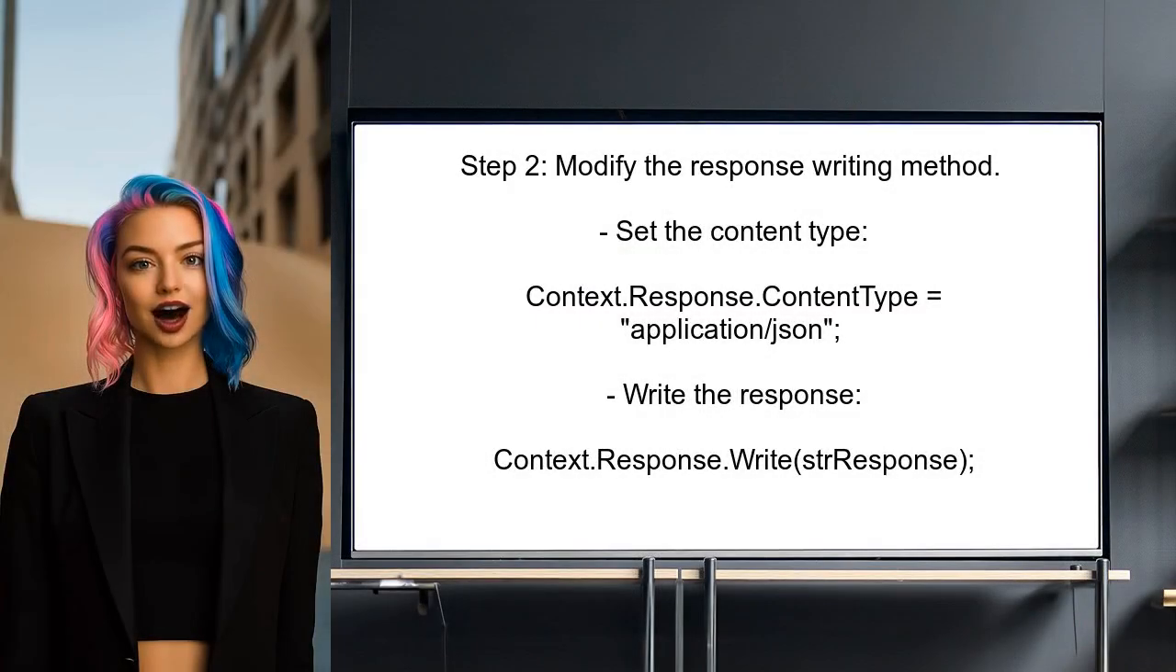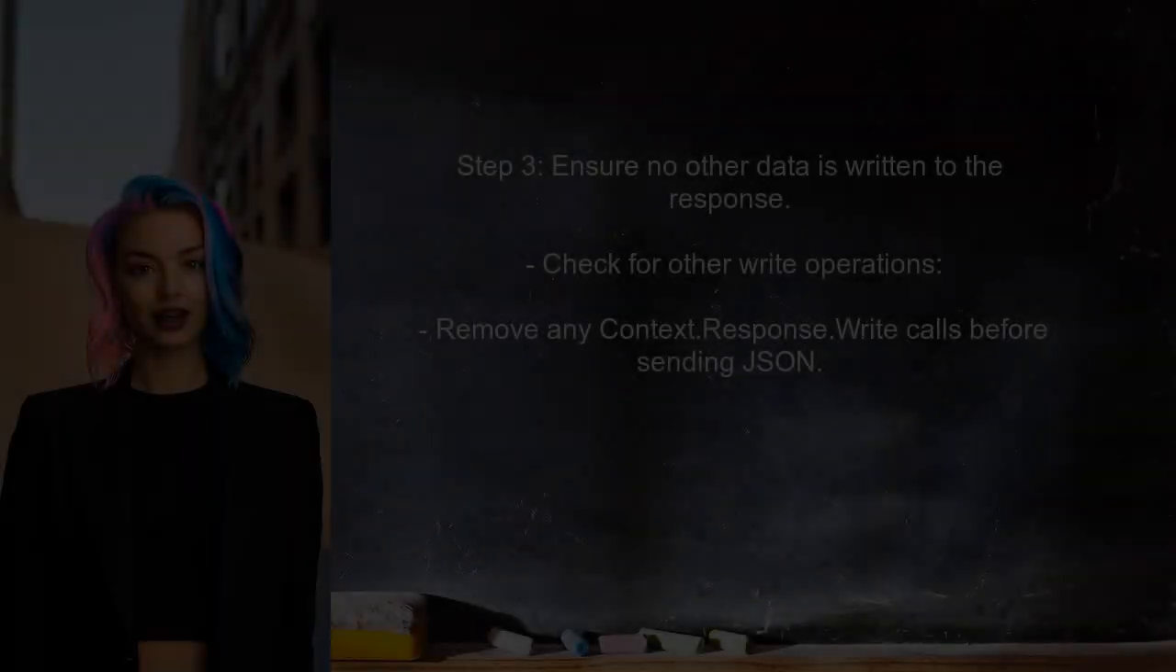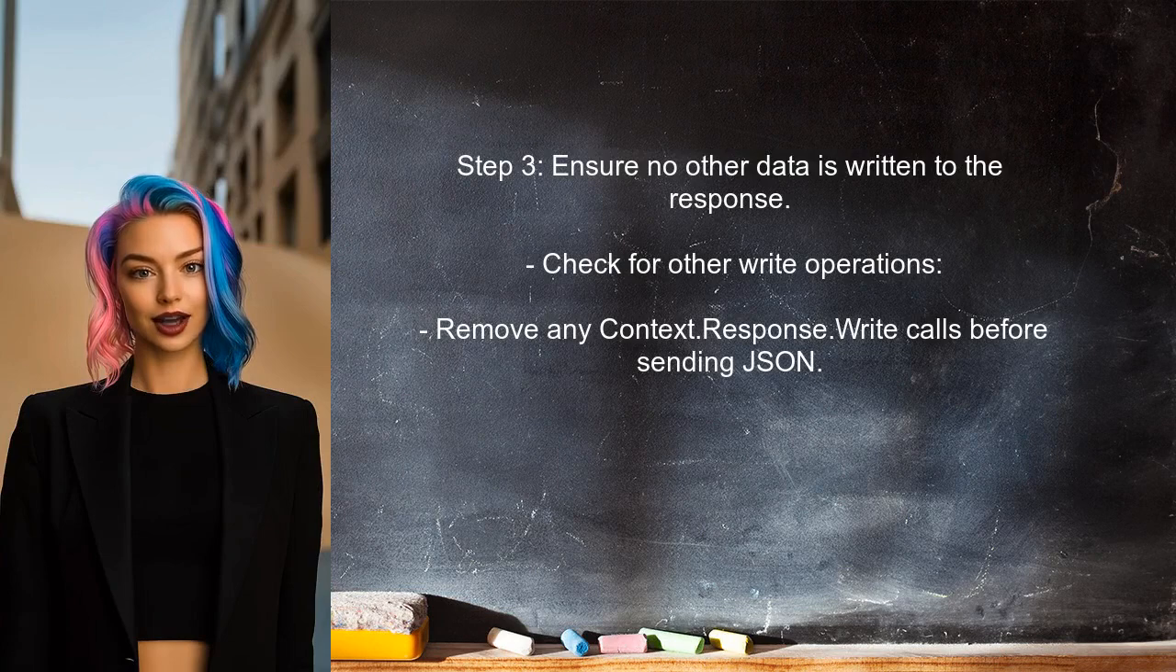Next, the user should modify the way the response is written. Instead of using context.response.write directly, the user can set the content type and write the response in a more controlled manner. Additionally, the user should ensure that no other data is being written to the response stream before the JSON data. This can be done by checking for any other write operations in the method.